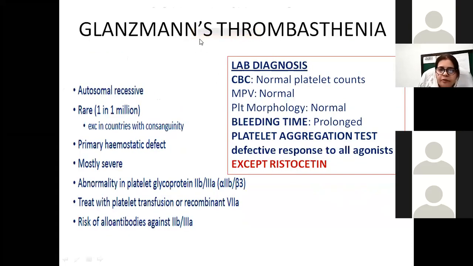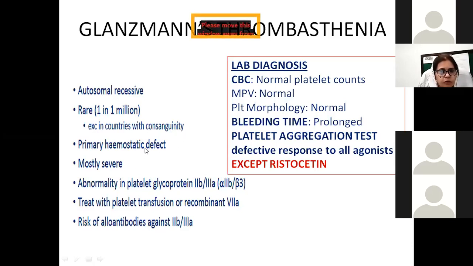Then we have Glanzmann's thrombasthenia. Again, it is an autosomal recessive disorder. Again, it is rare, a primary hemostatic defect. It is mostly severe; its presentation is severe as compared to Bernard-Soulier. The abnormality is in the glycoprotein platelet receptor 2B3A, and these patients have a tendency to develop alloantibodies when they are transfused platelets. In Bernard-Soulier syndrome, how do we manage those patients?